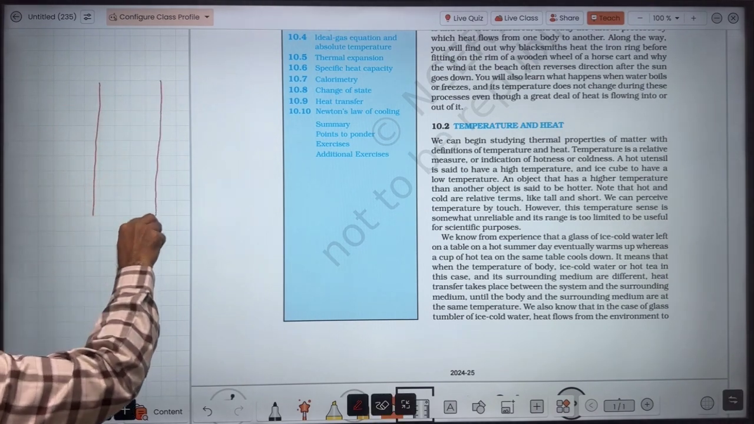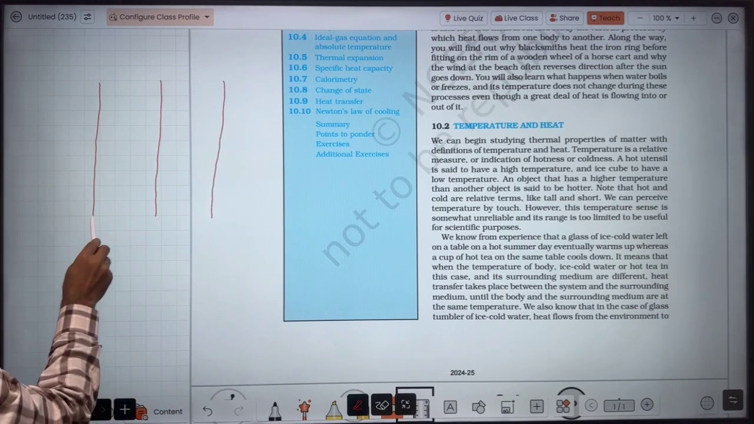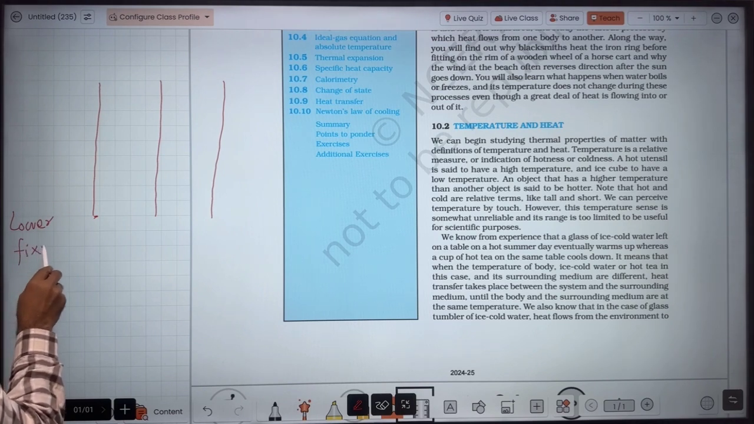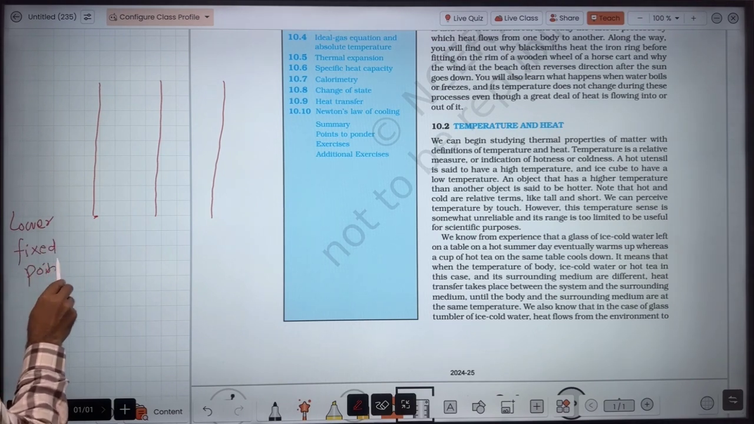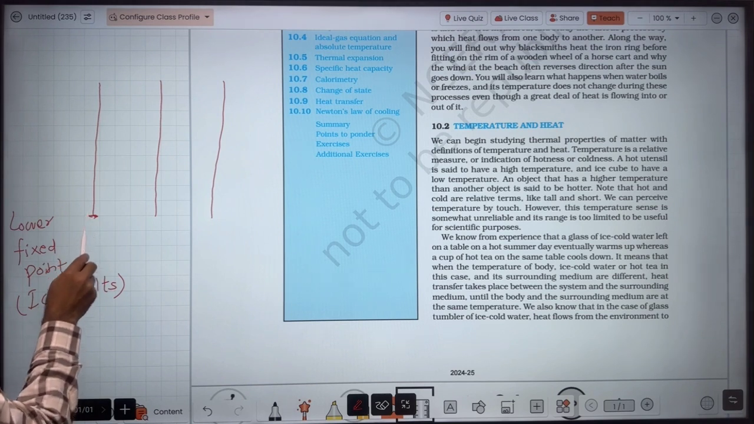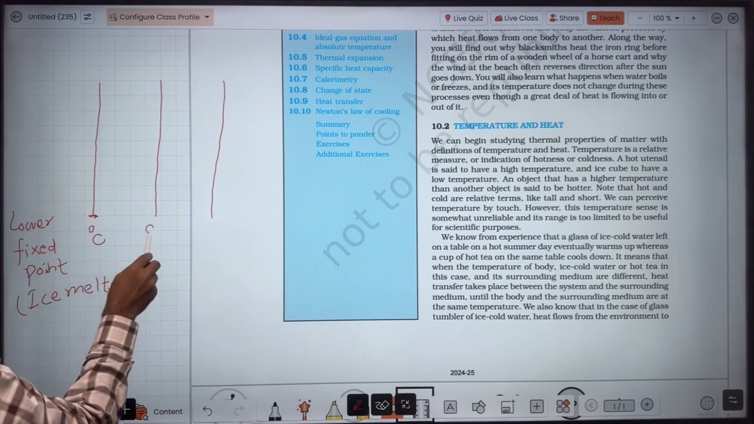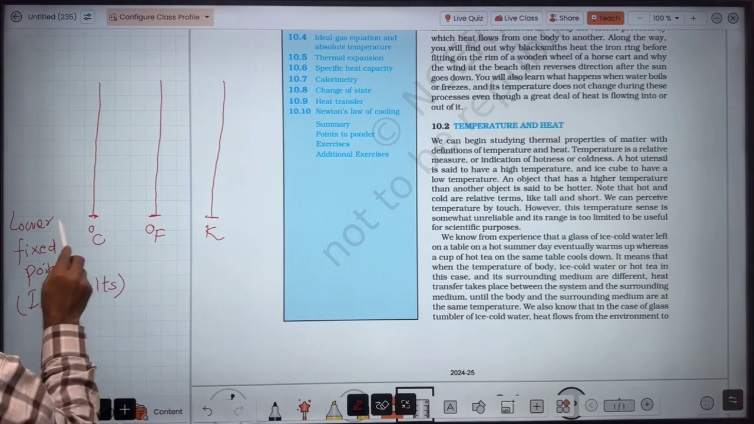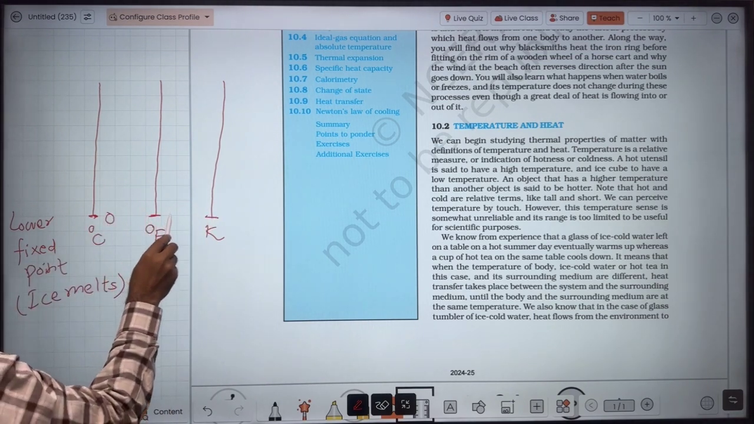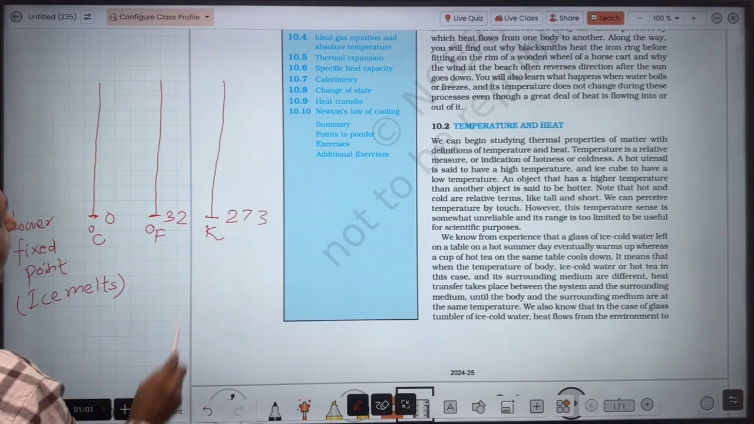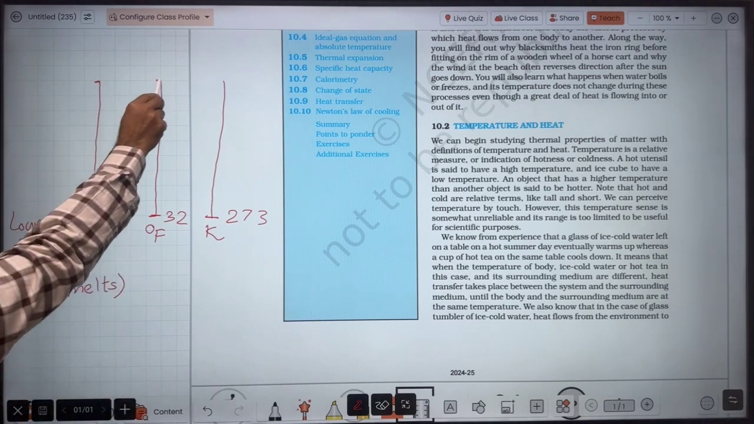So we draw three scales, and this point is called the lower fixed point, at which ice melts, right? So this scale is degree centigrade, this is degree Fahrenheit, and this is the Kelvin scale. So this is 0. In degree Fahrenheit it is 32, and in Kelvin it is 273. Now this is the upper fixed point.